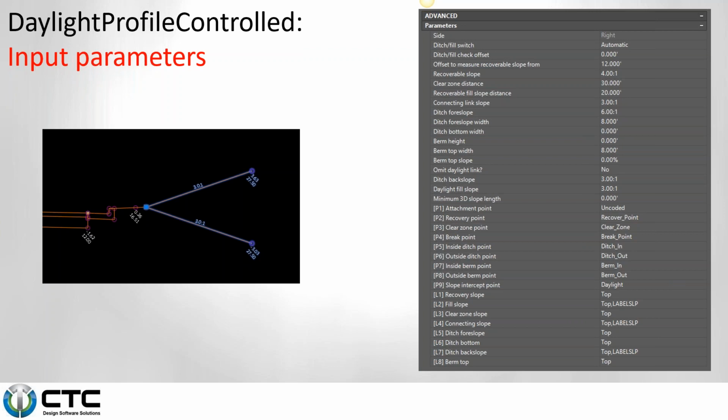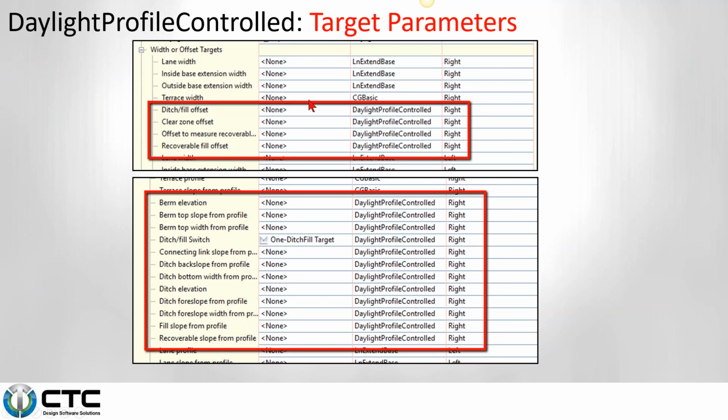So our input parameters, like I said, very similar to the cut fill, but now I have the ability to do a ditch and a berm with this one. So the target parameters, I have the ditch fill offset. Again, that's something that can be plugged in at 12 foot, or I could actually say, hey, target this line to determine my offset. The clear zone offset, the offset to measure recoverable, and then the recoverable fill offset, those are my horizontal.